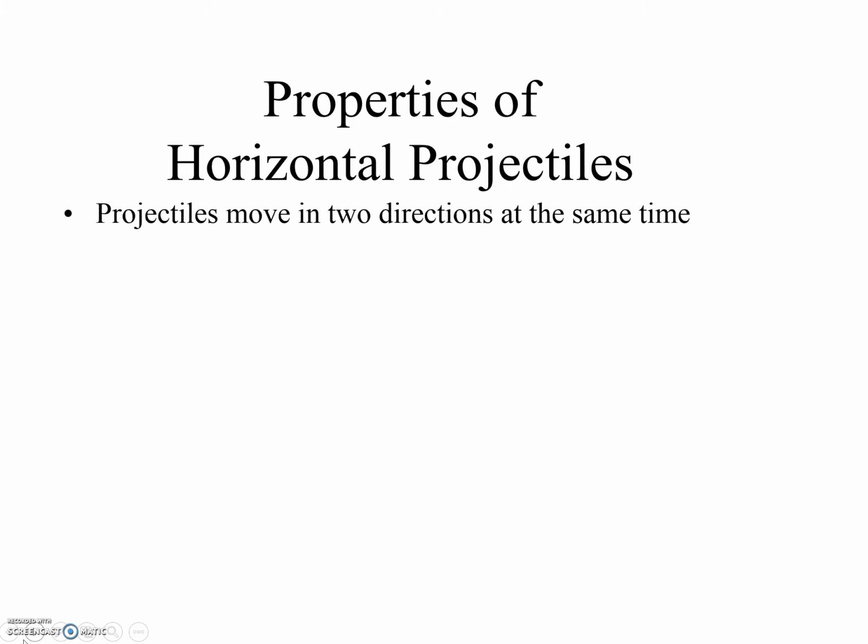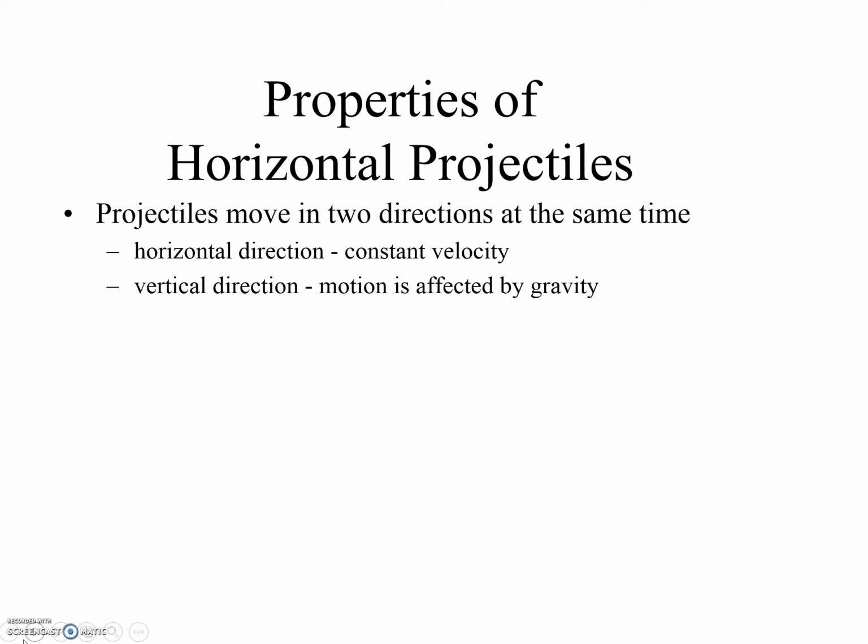Let's talk about some properties of horizontal projectiles. When we talk about projectiles, they move in two directions at the same time. Horizontal projectiles are moving in the horizontal direction, and they're also moving in the vertical direction at the same time. When we look at the horizontal direction of a projectile, we need to know that the velocity is constant in the horizontal direction. It's going to stay the same. There's nothing acting in the horizontal direction to speed up or slow down the projectile.